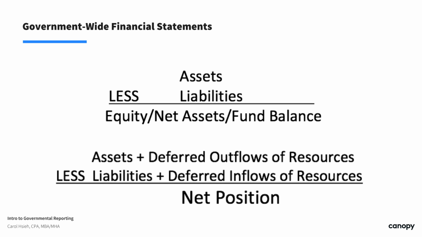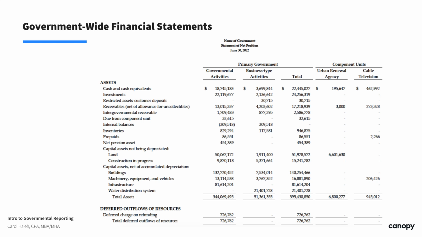So here is an example of a statement of net position. You notice on the top header level, the financial statement is presented in 2 reporting entity segments. We have the primary government and the component units. A component unit is an entity that is legally separated from the primary government, but is financially accountable by the primary government. Here we see there are 2 component units. So we have the Urban Renewal Agency and the Cable Television.